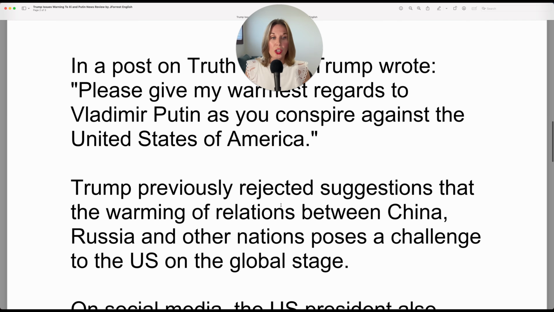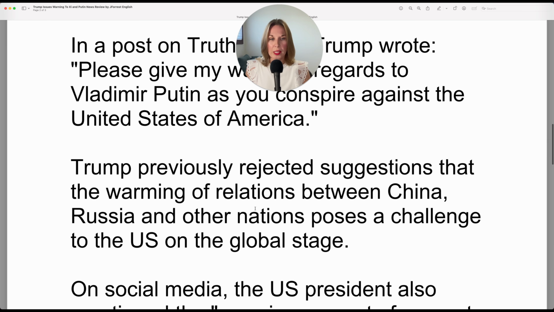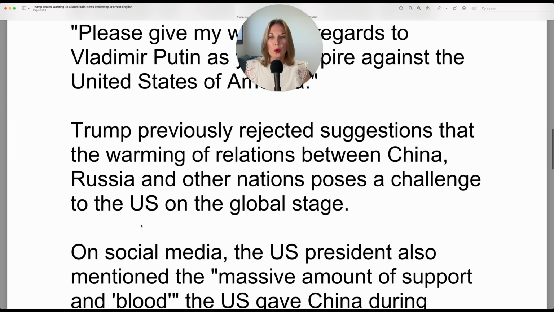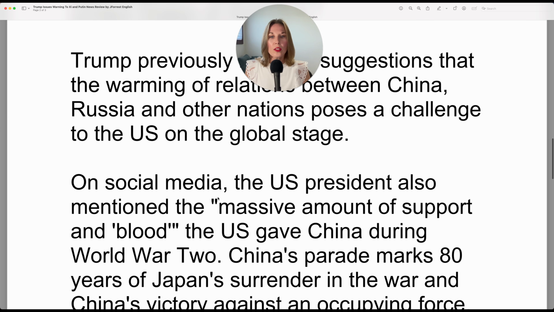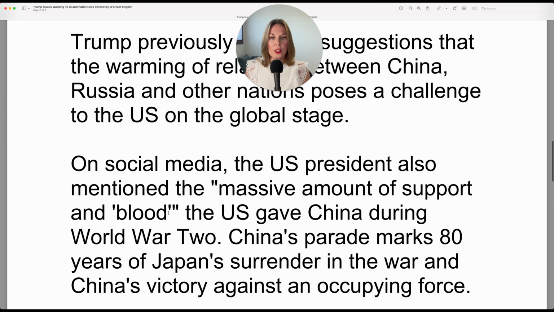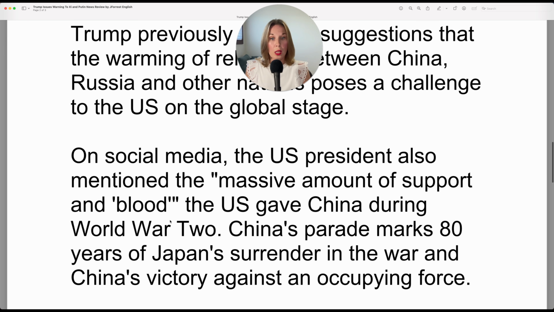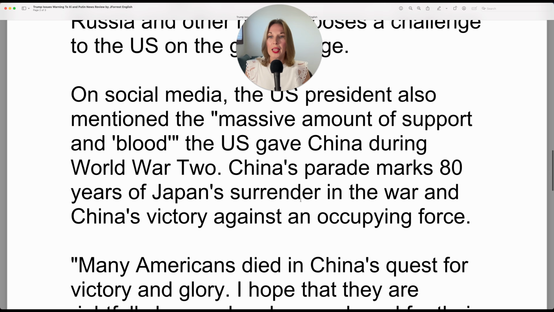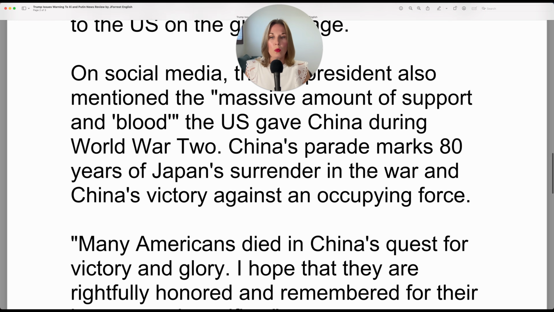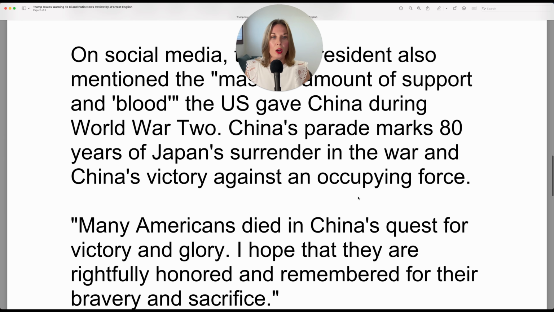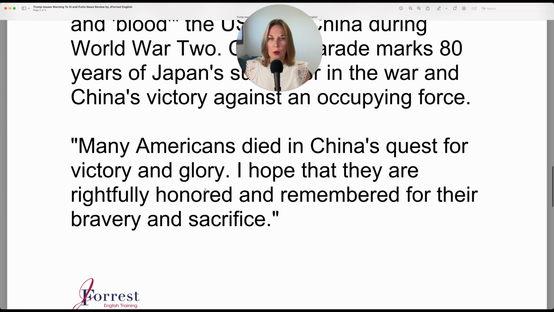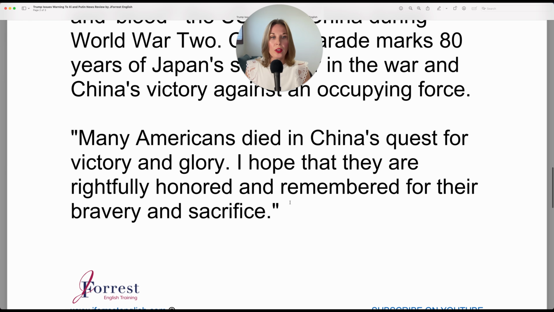Trump previously rejected suggestions that the warming of relations between China, Russia, and other nations poses a challenge to the U.S. on the global stage. On social media, the U.S. president also mentioned the massive amount of support and blood the U.S. gave China during World War II. China's parade marks 80 years of Japan's surrender in the war and China's victory against an occupying force. Many Americans died in China's quest for victory and glory. I hope that they are rightfully honored and remembered for their bravery and sacrifice.